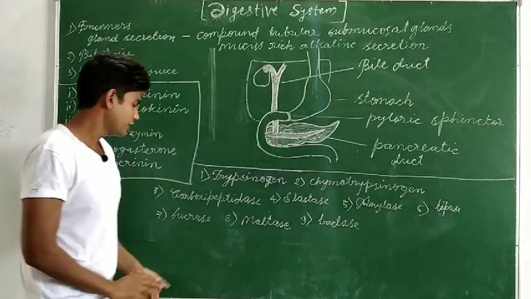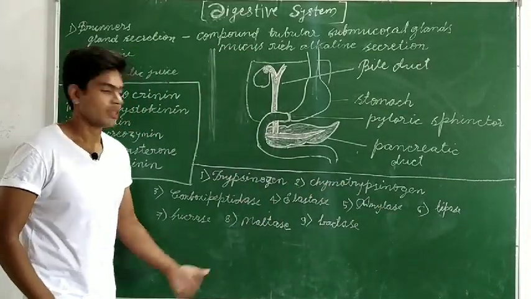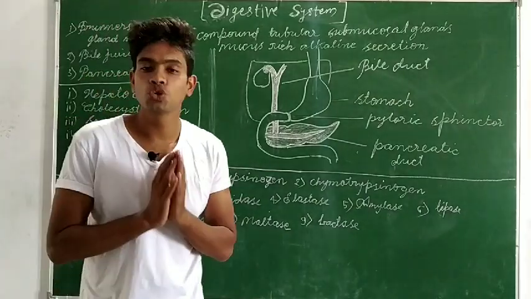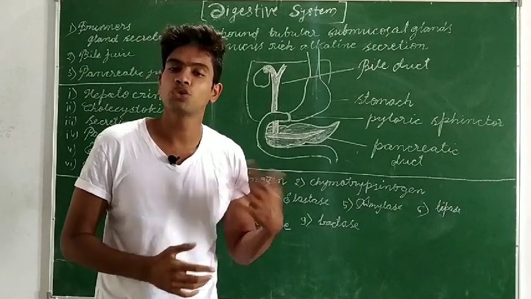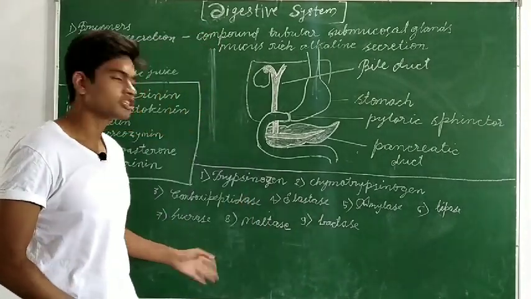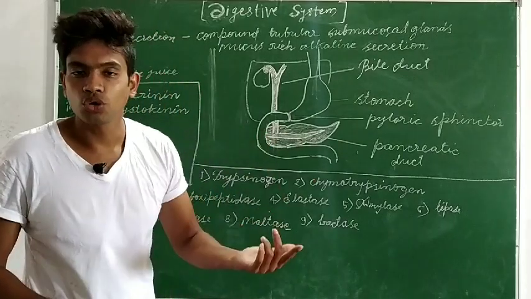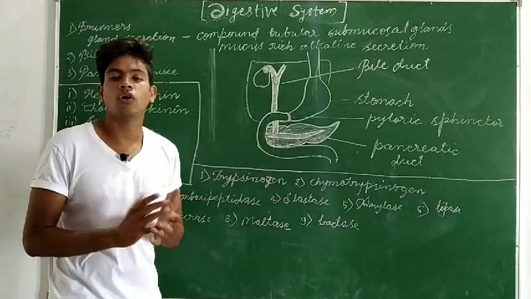The next one is sucrase. As the name suggests, sucrase converts the sucrose. Sucrose is also a kind of sugar. So sucrase converts the sucrose into glucose and fructose, which are rather simpler forms of sugar.